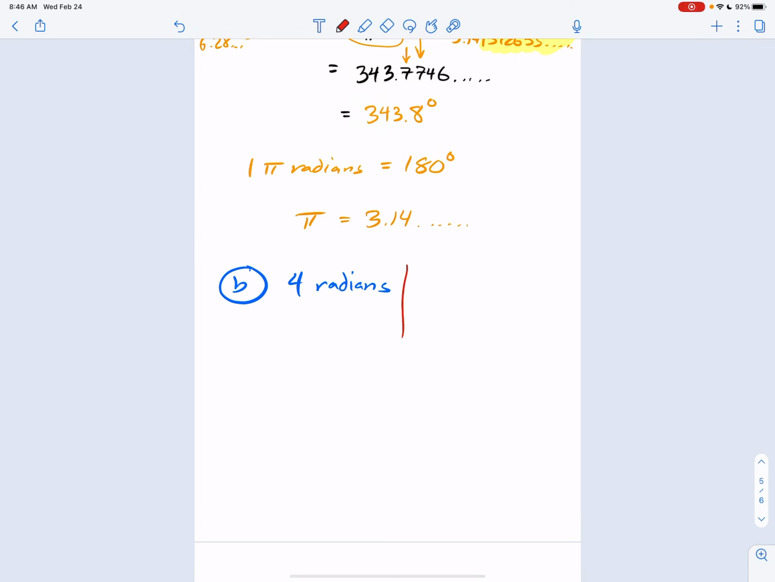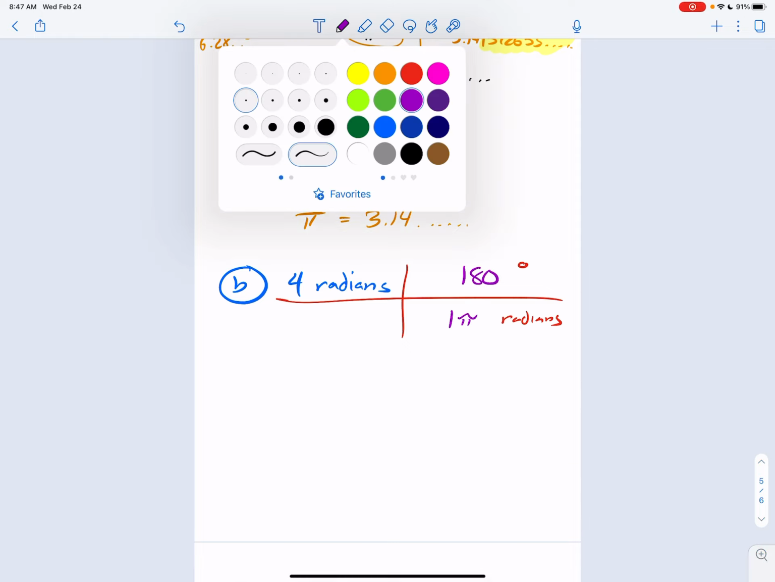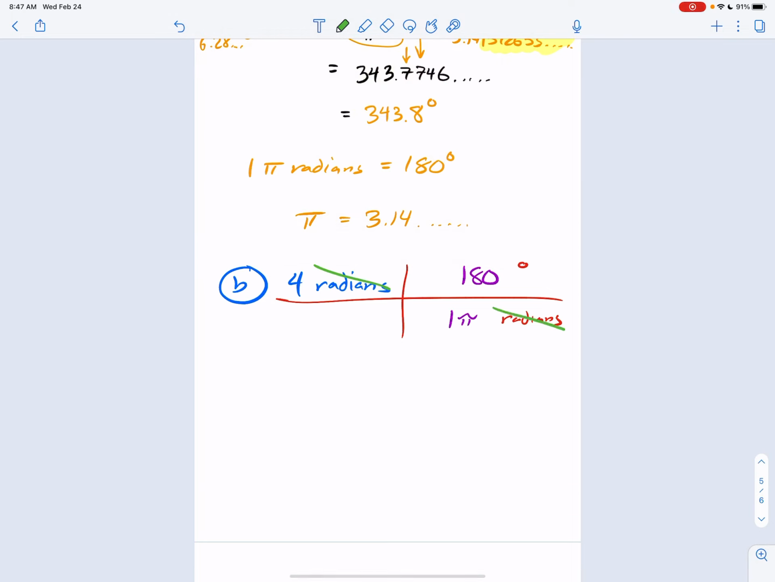Okay, so here we go. No pi, so we can't use the second method here. No substitutions. If I have radians at the top, I want radians at the bottom. Okay, and I want to convert it to degrees. I know that 180 degrees is the same thing as 1 pi radian. This causes my radians to cancel out, and I'm left with just 4 times 180 degrees over 1 pi, which is the same thing as 720 degrees divided by pi.